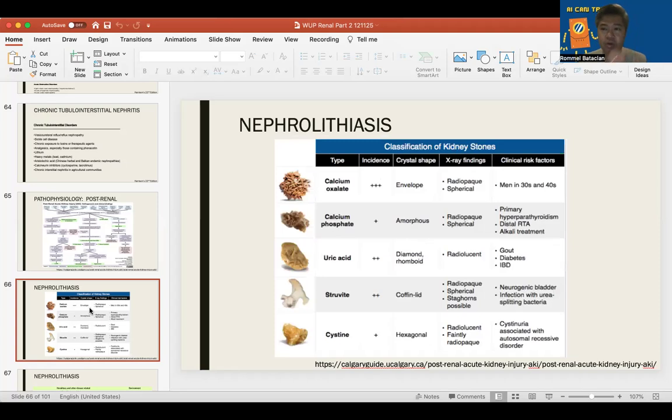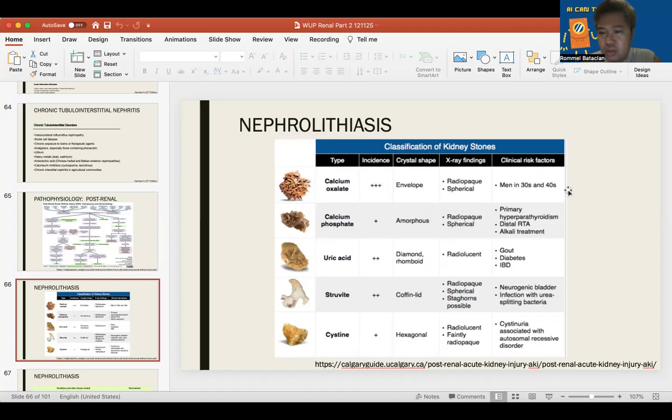So one of the common causes, other than benign prostatic hypertrophy, is nephrolithiasis. There are different kinds, but these are the five most common types of kidney stones. The most common, even in the Philippines, is calcium oxalate. It's radiopaque because of the calcium component of it. Again, di ba, calcium oxalate has the envelope-shaped urine crystals that I mentioned in the first part.